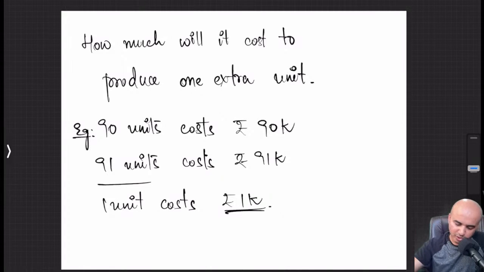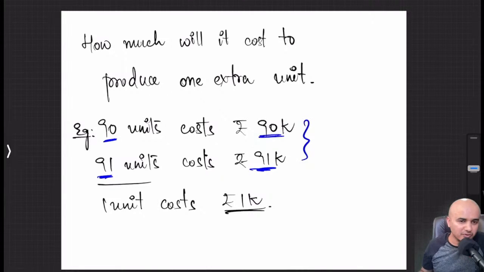How much will it cost to produce one extra unit? That is the whole thing here. A similar example is given here too. For example, 90 units cost 90,000 rupees, and 91 units cost 91,000 rupees, so what is the difference here? That is the whole idea about marginal costing. So 1 unit will cost 1,000 rupees.